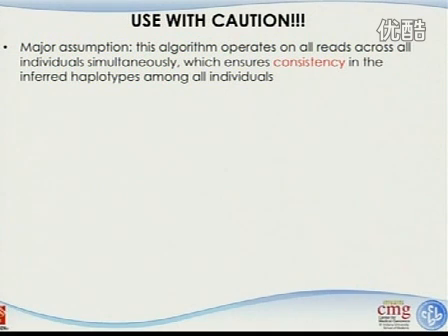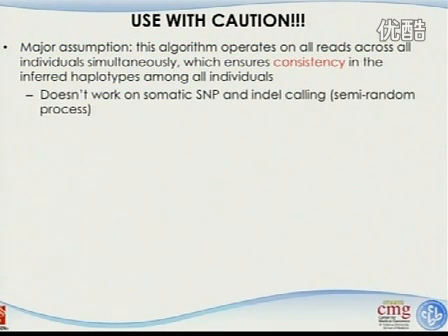But use with caution, even for the realignment. We really need to think it through. And the major assumption for this algorithm is what? This algorithm operates on all reads across all individuals simultaneously, which ensures consistency in the inferred haplotypes among all individuals, which is good. But it really doesn't work on somatic SNP or indel callings.